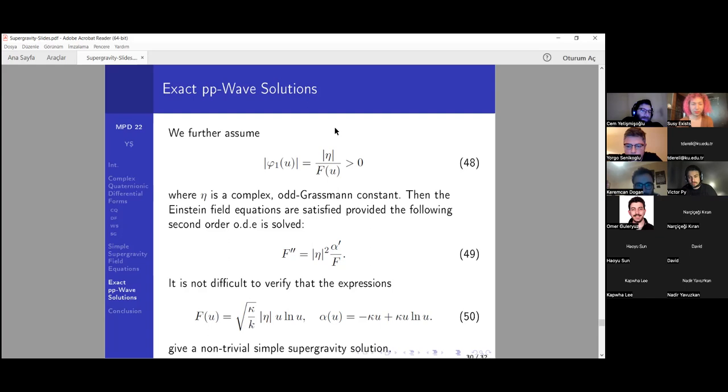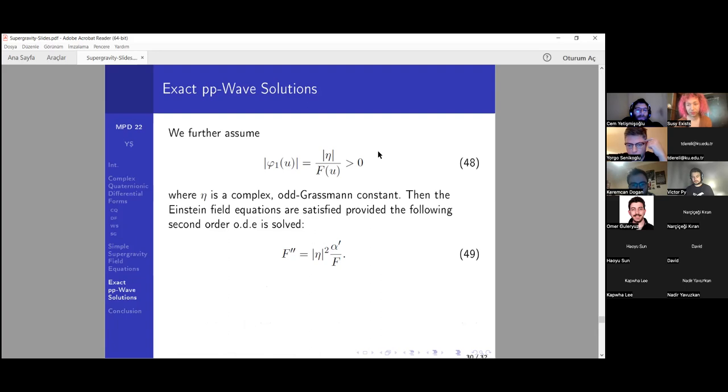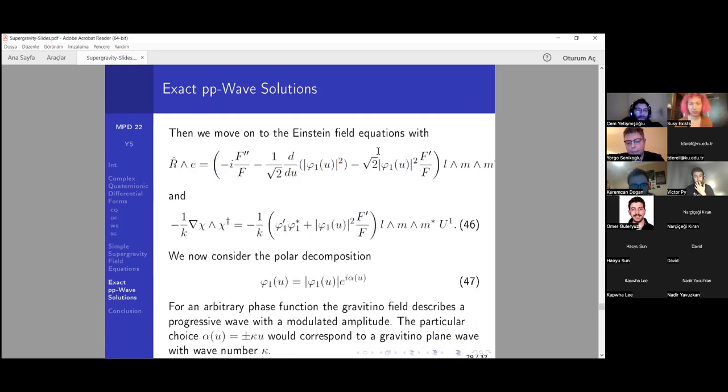I didn't understand the role of this eta. Why is it not just a normal constant, let me say a complex or Grassmann constant? What's the role of eta being such a confusing constant? The constant is odd Grassmann because, let me go back just a second, the assumption to divide by big F of u is in order to solve the equations. This is the trick that we use to solve. They were canceling very nicely. This is why we chose the norm of phi 1 of u to be equal to eta divided by big F of u.